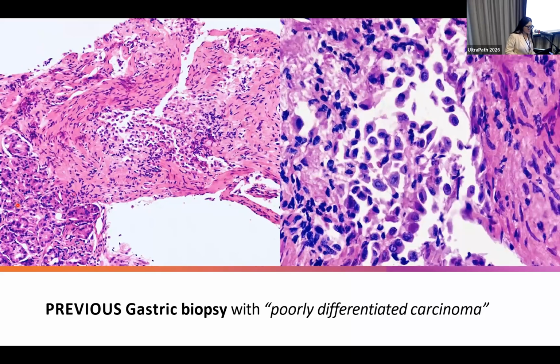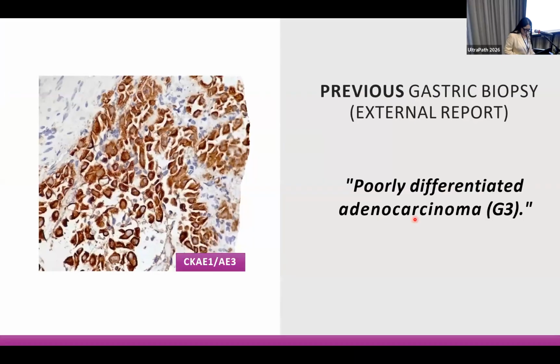And we can observe at the section that the gastric mucosa is completely intact, and adjacent, these neoplastic cells are infiltrating, and at higher magnification they show an apparently discohesive pattern, but some of them are very joined. The only immunomarkers available for this case were cytokeratins, and this was the previous report, a poorly differentiated adenocarcinoma.